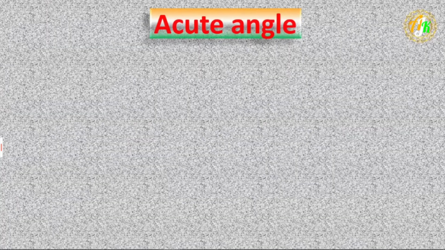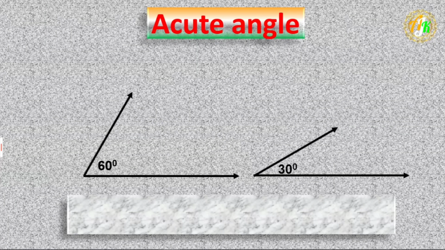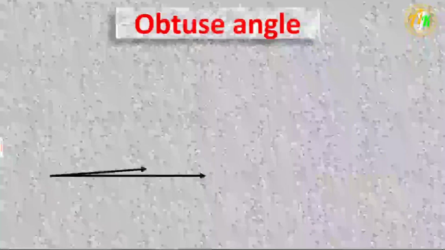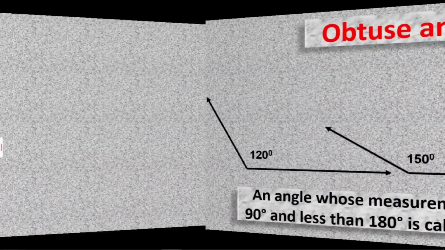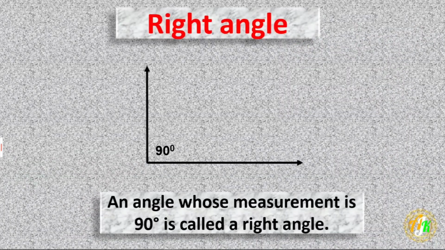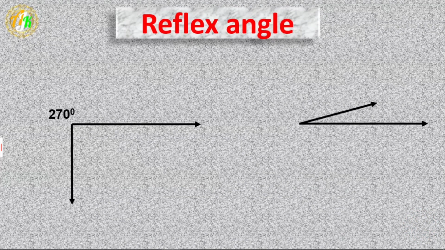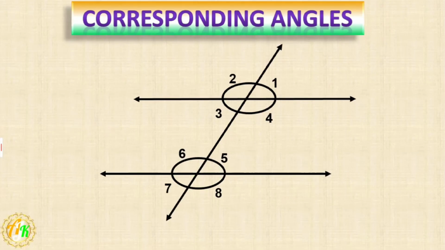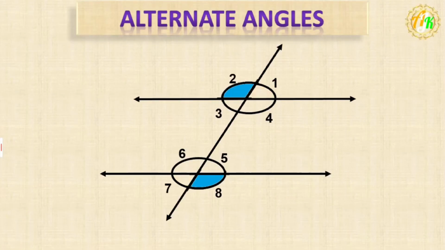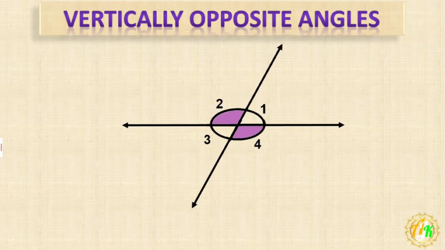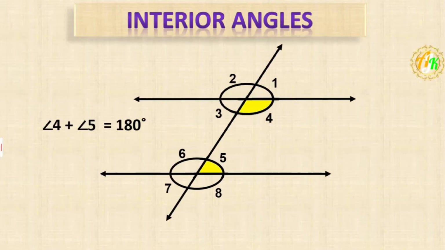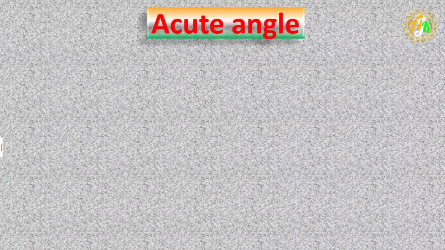Today I am going to teach you various types of angles like acute angle, obtuse angle, right angle, straight angle, reflex angle, complete angle, corresponding angles, alternate angles, vertically opposite angles, linear pair, interior angles, and at the end we will learn how to solve related questions.